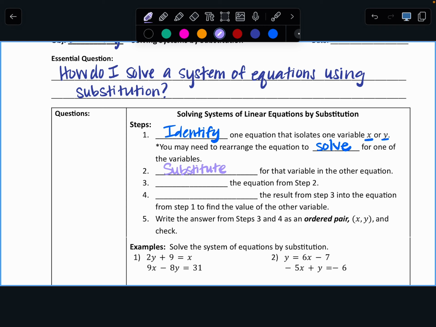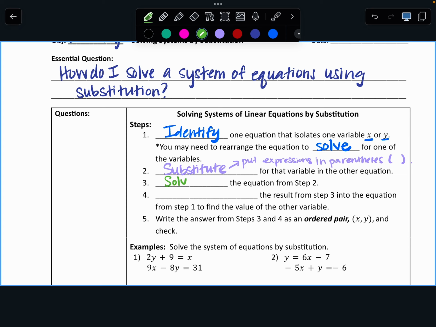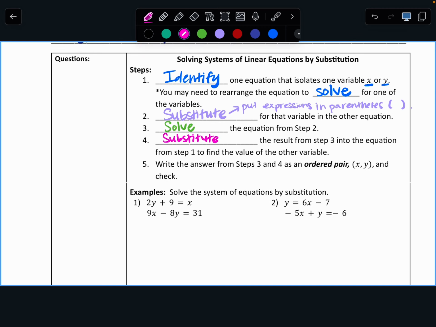Now, this is the important part for today. Put expressions in parentheses. Then you're going to solve the equation from step 2. Substitute again, so you're going to substitute the result from step 3 into the equation from step 1. Pick either equation. It should work either way. Then find the value of the other variable. Write your answer as an ordered pair.